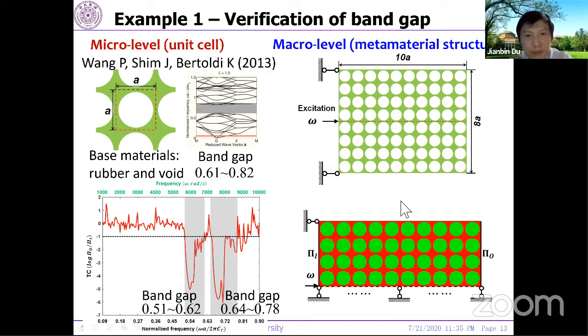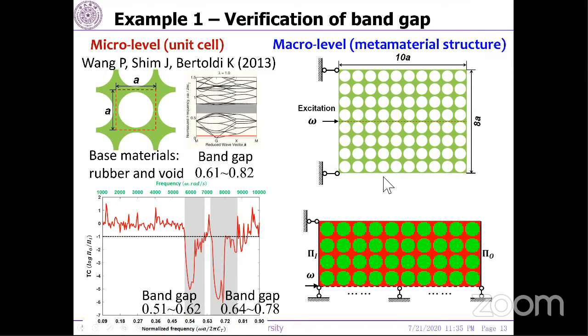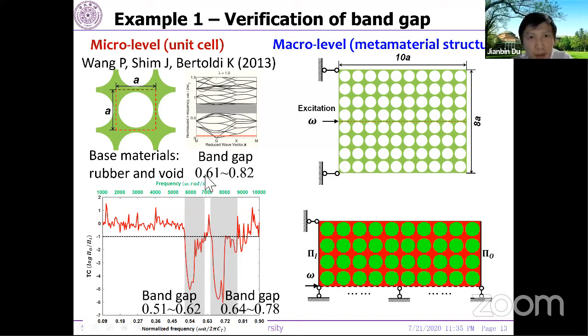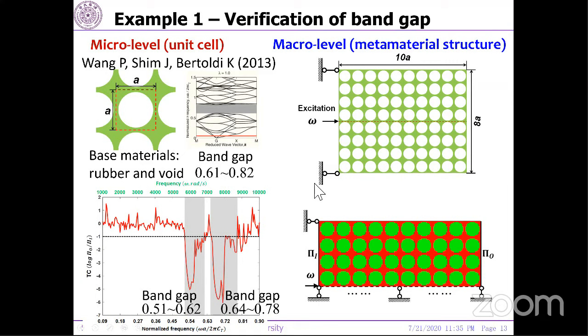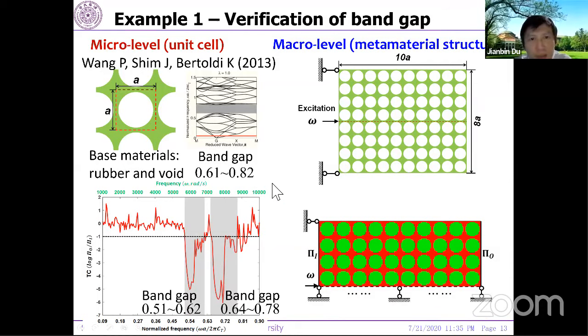But the bandwidth, how big the band gap is, here you can see the value, from 0.61 to 0.82. This is the width. I'm more curious about this two-level optimization. Can you get a much bigger band gap? Because the two-scale optimization is much more heavy compared to macrostructure designs, right? Yes. We didn't do that comparison because in this example, we just calculate the band gap.